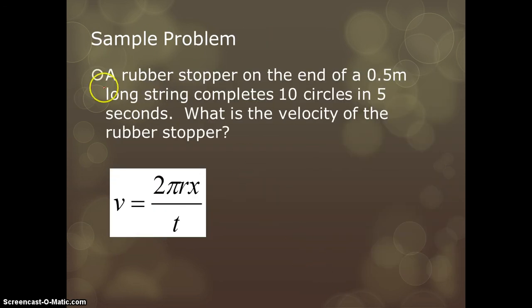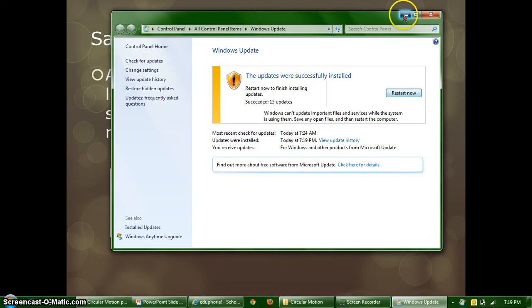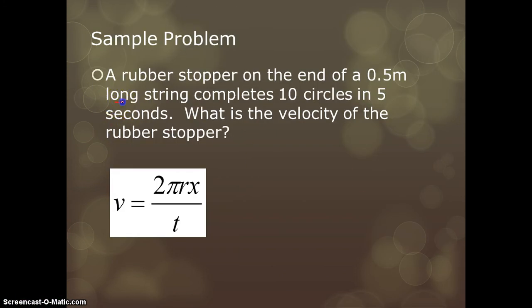So let's look at this sample problem. You have a rubber stopper on the end of a 0.5 meter long string, that completes 10 circles in 5 seconds. Okay, so once again, we have 10 circles, not one circle. So we're not going to use the formula with period in it. We're going to use this one, the second formula we got. 10 circles in 5 seconds. What's the velocity of the stopper?